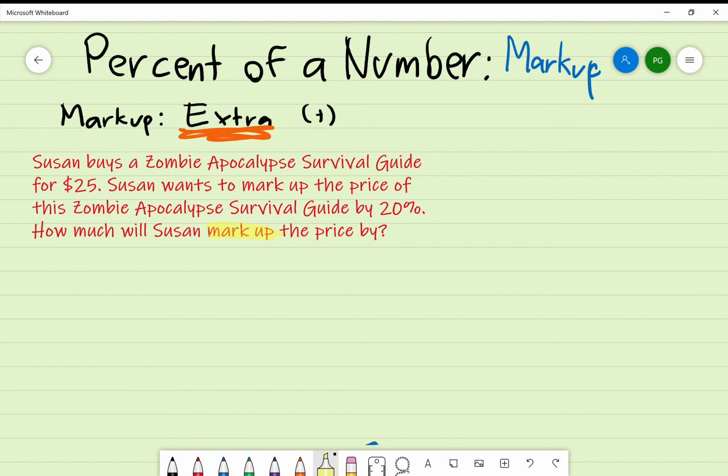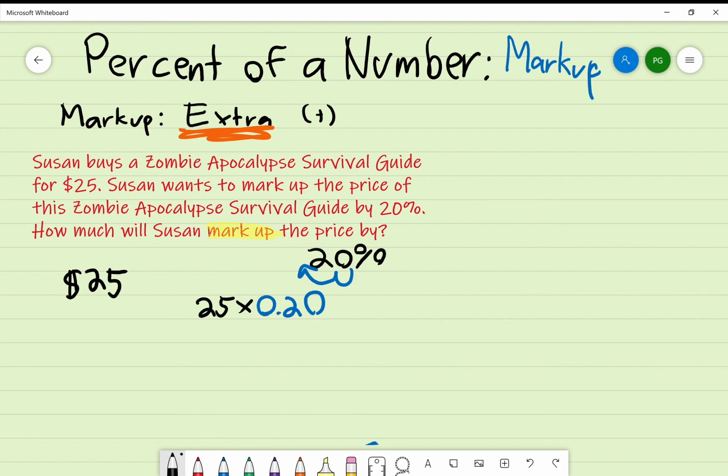So all we have to do here is, just like in the last problem, we're going to take the total amount. So Susan bought this guide for 25 bucks. Now she wants to mark up the price by 20%. 20% as a decimal becomes 0.20. So she's going to take the 25 and multiply it times 0.20. All right, let's use the calculator. 25 times 0.20 equals 5.